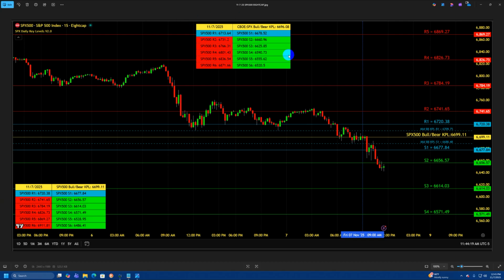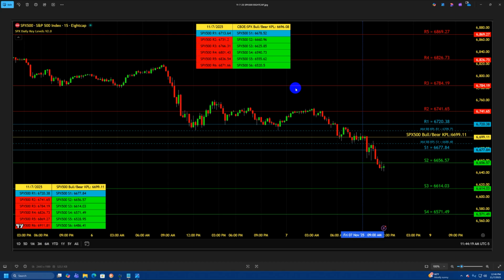Then this second table here is the additional table which displays the CBOE SPX key levels for today's session. So you can get these 30 minutes early via this table. It displays the bull bear key price level as well as the main R1 through R6 key levels and S1 through S6 key levels. So this allows you to get a 30-minute jump on the session that opens up at 9:30 and know what the key levels are for CBOE SPX.